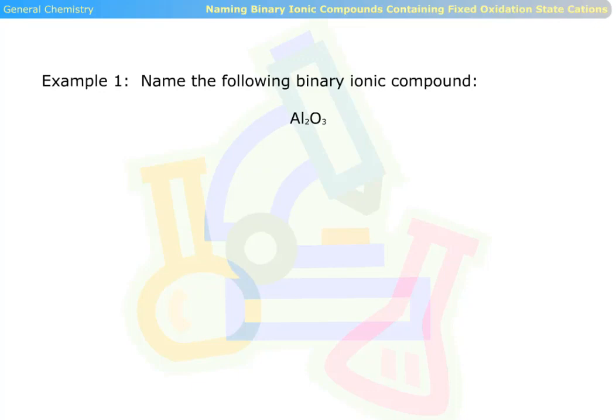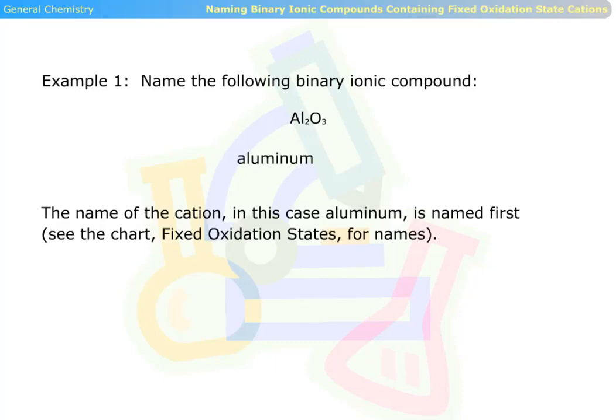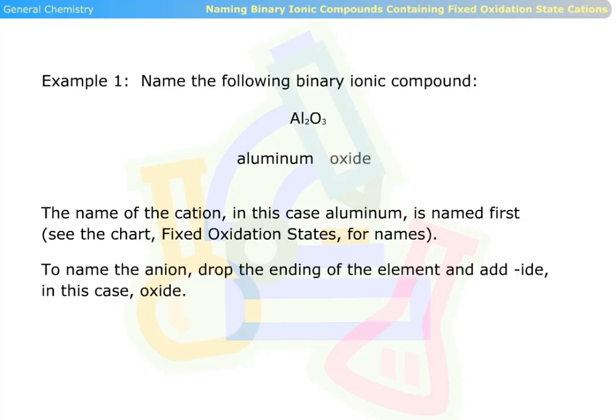Example 1. Name the following binary ionic compound. The name of the cation, in this case aluminum, is named first. To name the anion, drop the ending of the element and add "-ide", in this case, oxide. The name is aluminum oxide.